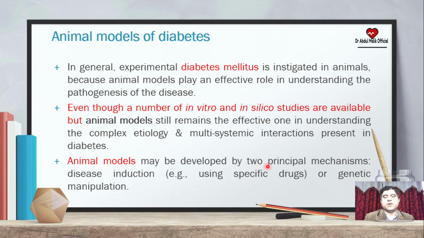Animal models may be developed by two principal mechanisms: disease induction using specific drugs like Alloxan or streptozotocin, which are commonly used in induction of diabetes in rodents and other animals, or genetic manipulation, which is another method for induction of diabetes in different animals.